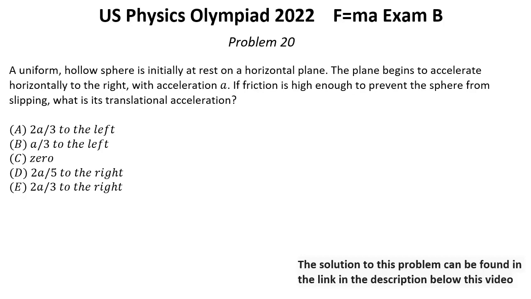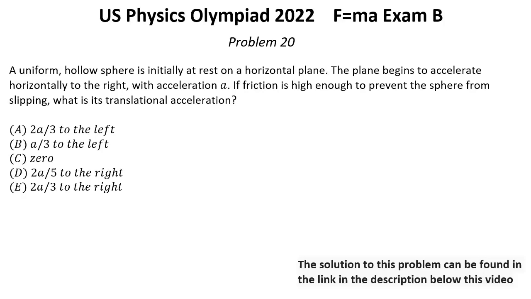Problem number 20. A uniform hollow sphere is initially at rest on a horizontal plane. The plane begins to accelerate horizontally to the right with acceleration a. If friction is high enough to prevent the sphere from slipping, what is its translational acceleration? Solution for problem number 20.